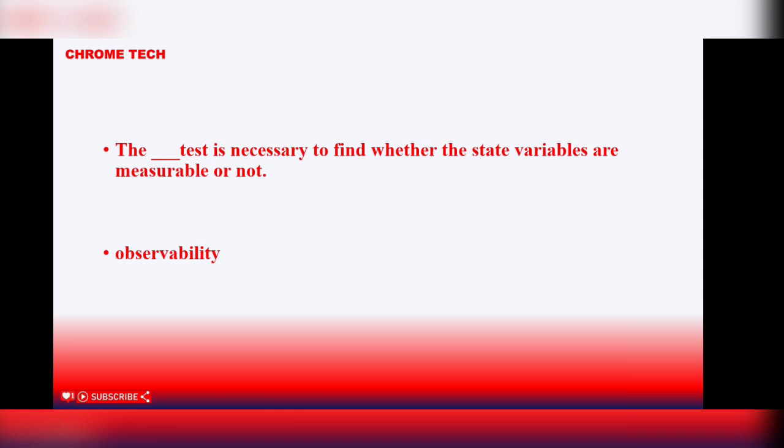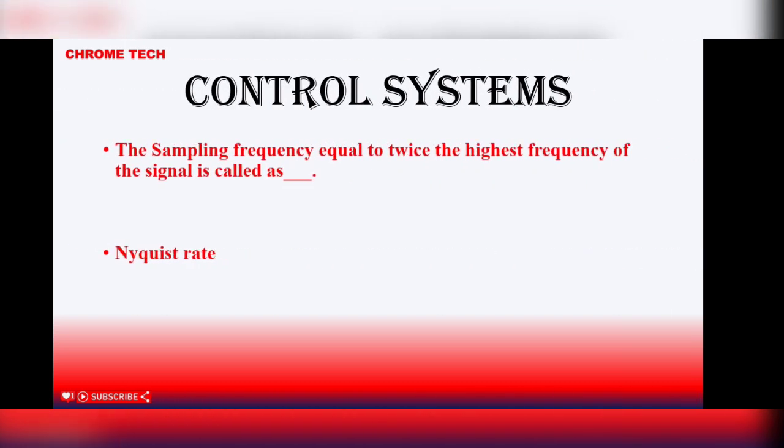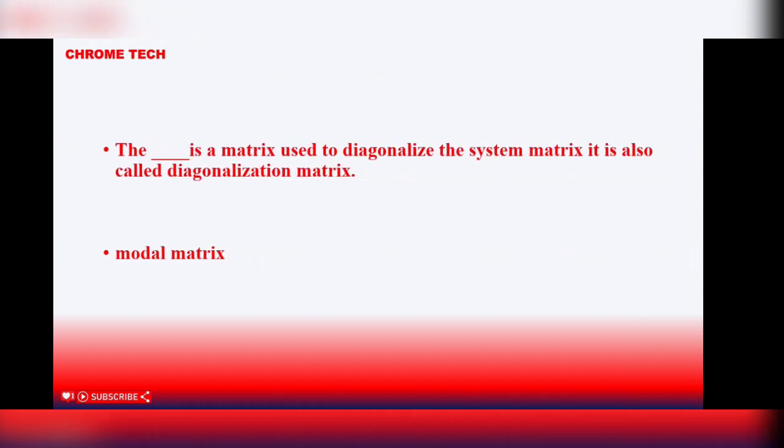The dash test is necessary to find whether the state variables are measurable or not. Observability is the answer. The concepts of controllability and observability are dual concepts and were proposed by dash as principle of duality. Kalman. The sampling frequency equal to twice the highest frequency of the signal is called Nyquist rate. The dash is a matrix used to diagonalize the system matrix. Model matrix is used to diagonalize the system matrix.